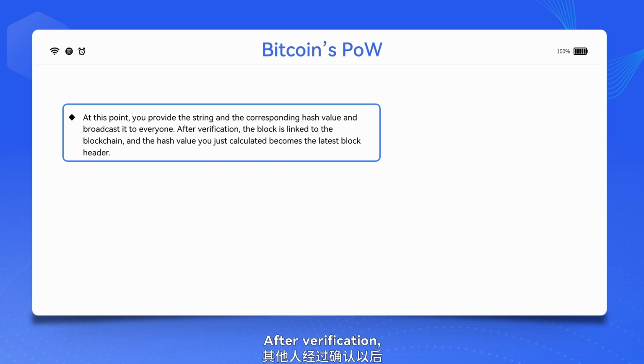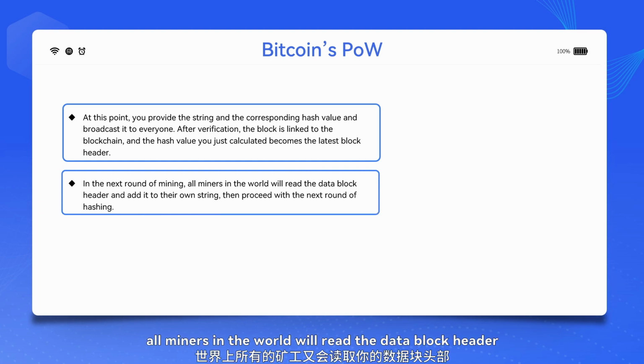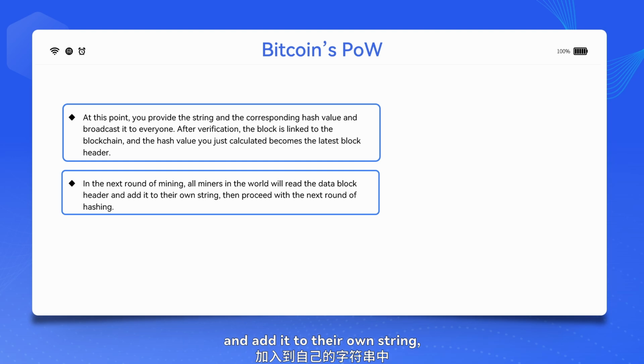After verification, the block is linked to the blockchain, and the hash value you just calculated becomes the latest block header. In the next round of mining, all miners in the world will read the data block header and add it to their own string, then proceed with the next round of hashing.